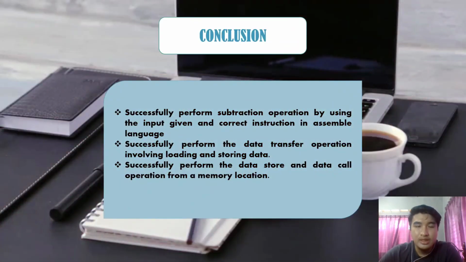As the conclusion, the project successfully performed the subtraction operation using the input given and the correct instructions in assembly language. The project also successfully performed the data transfer operation involving loading and storing data. And lastly, the project also successfully performed the data store and data call operation from a memory location.